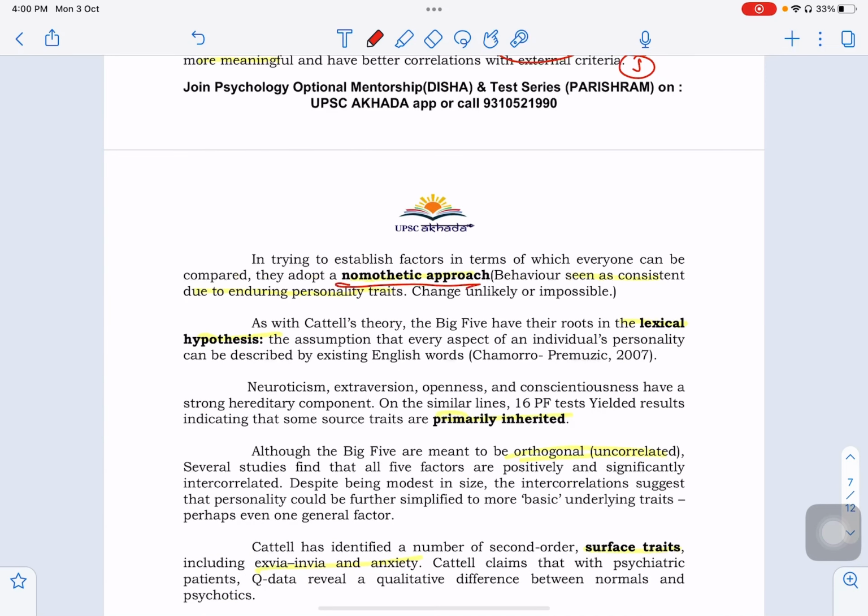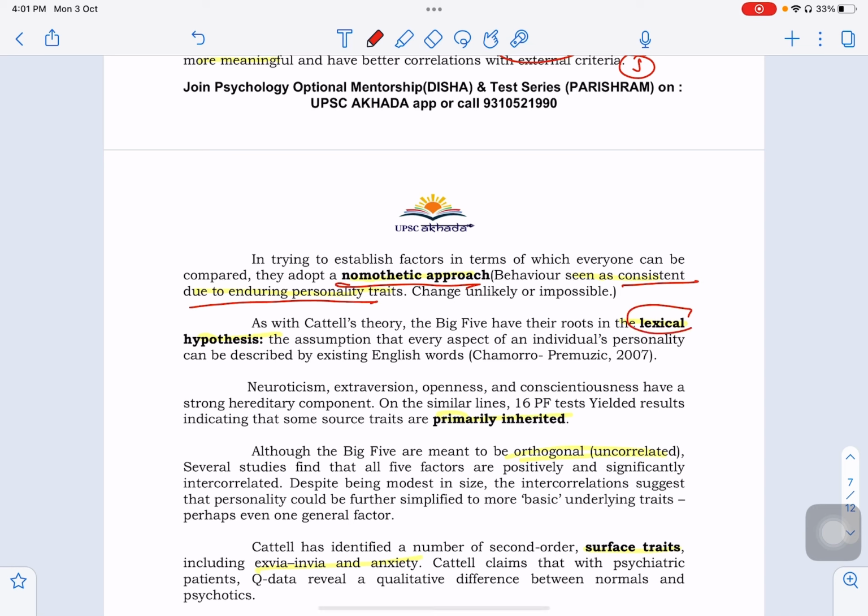Again, the nomothetic approach. Nomothetic means behavior is seen as consistent due to enduring personality traits. That's why we tend to see personality from a consistent aspect, not from the individual differences aspect. So in that aspect, maybe this is more profound than Big Five.